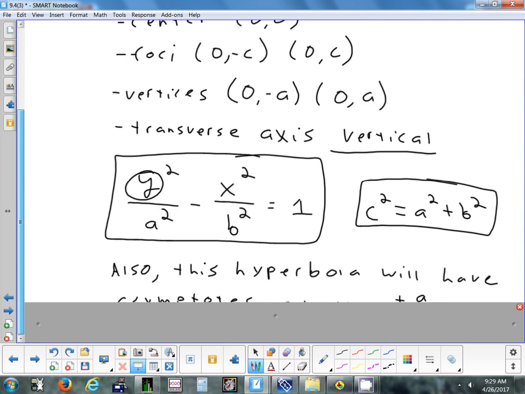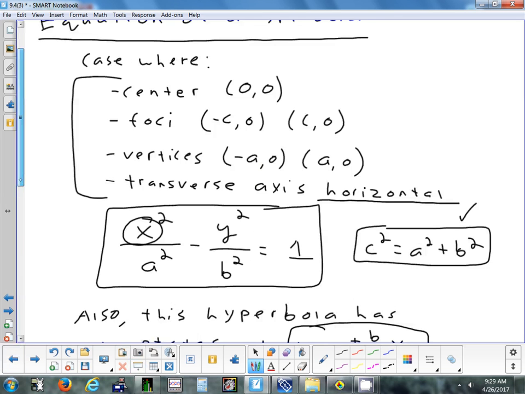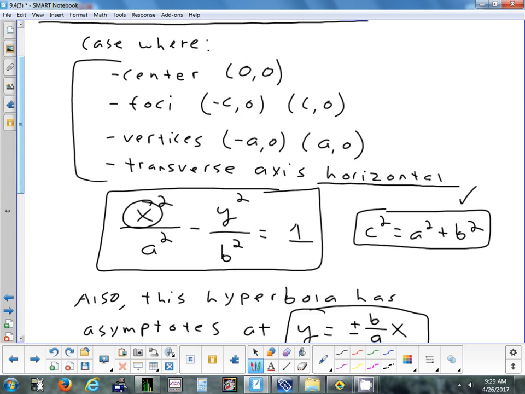A and B are always in the same spot. You never switch A and B. Okay, with an ellipse, we did, but not with a hyperbola. Keep A and B right where they are. What is it that switches in the fractions if it's not the A and the B? It's the X and the Y.